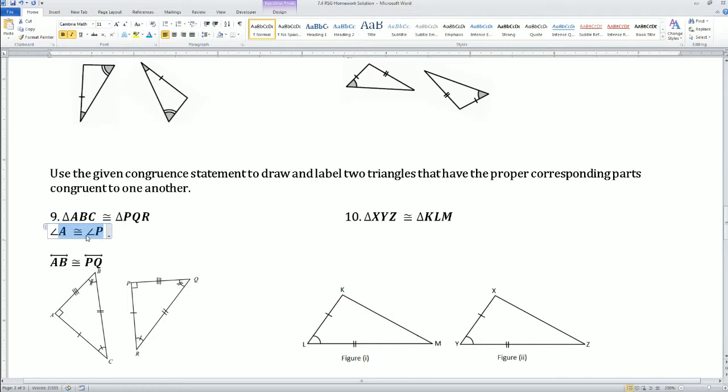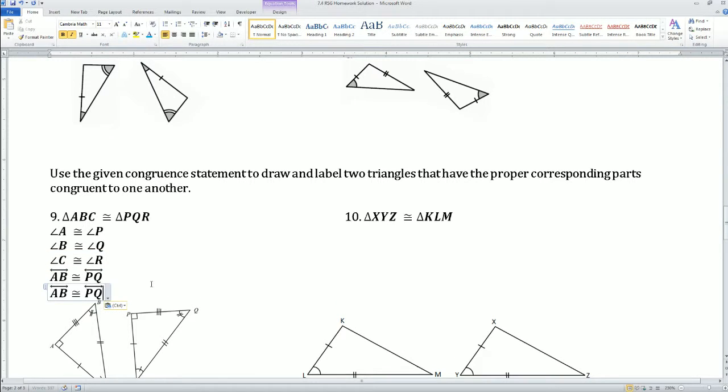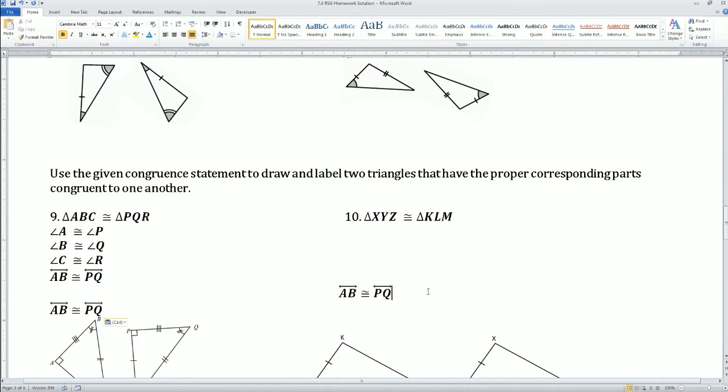I think the second one should be... Okay. The second one is B. B is the second one, so it has to match up with Q. Angle C has to match up with angle R. Right? And there should be 3 lines. Okay? The first one is AB equals PQ. Right? That's the first two.